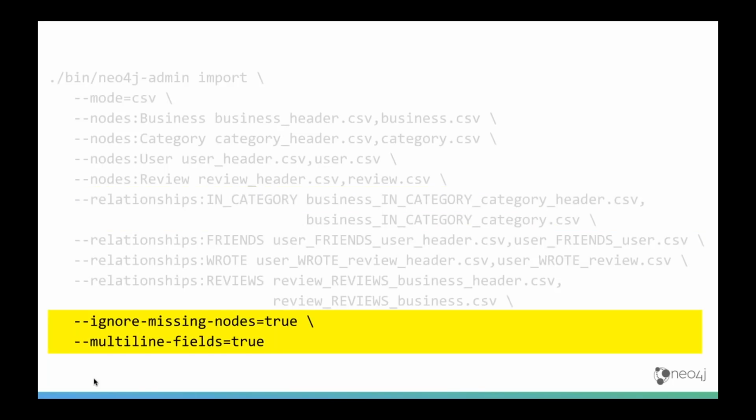And then the last interesting thing. The other bits of this code are just repeating the previous sections. We're saying if you find a missing node, it's okay to ignore it. By default, if one of these files has an identifier that isn't in the corresponding node file, it will fail. Here we're saying it's okay, just report it back to me at the end. And we're indicating that some of our fields have multiple lines. For example, the review text field, reviews often have line breaks in them, and so those can go over multiple lines.